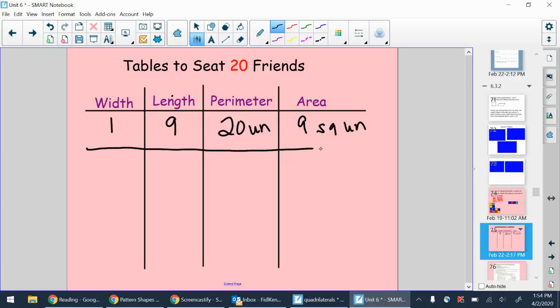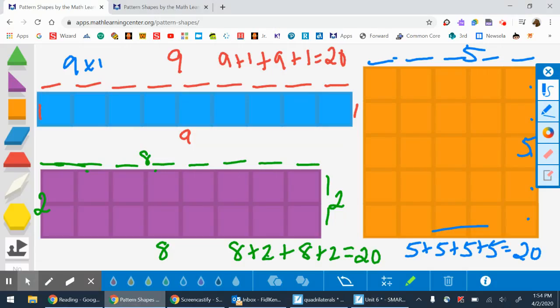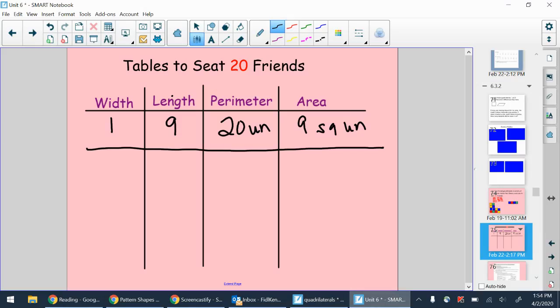I'm going to draw a line so we don't get mixed up. Let's look at my next one. My purple one, we said it had a height of 2 and a length of 8. So we had a width or height of 2 and a length of 8. The perimeter was still 20 units. And my area, I can do 2 times 8, and that is 16 square units.